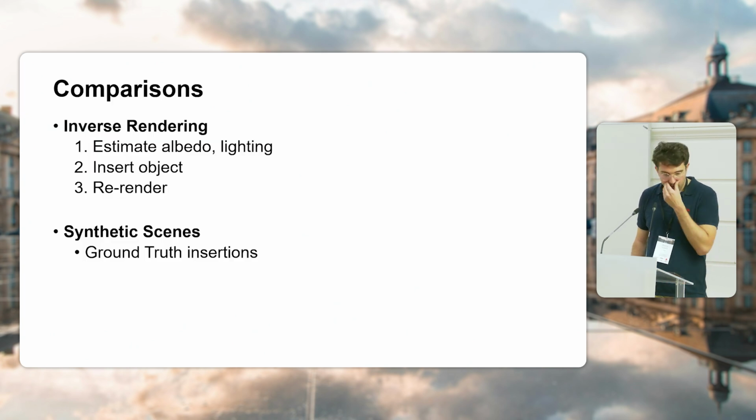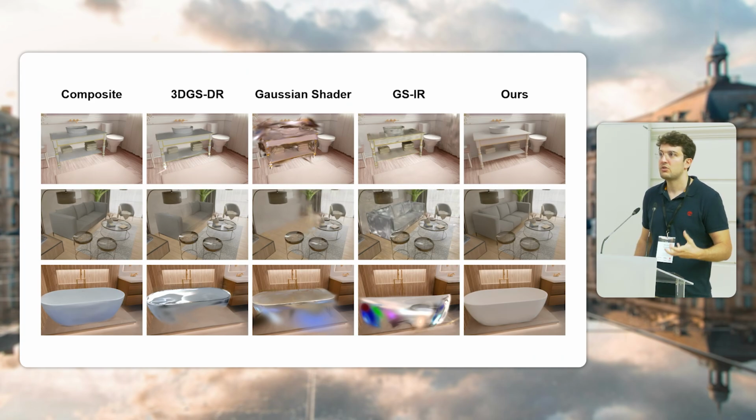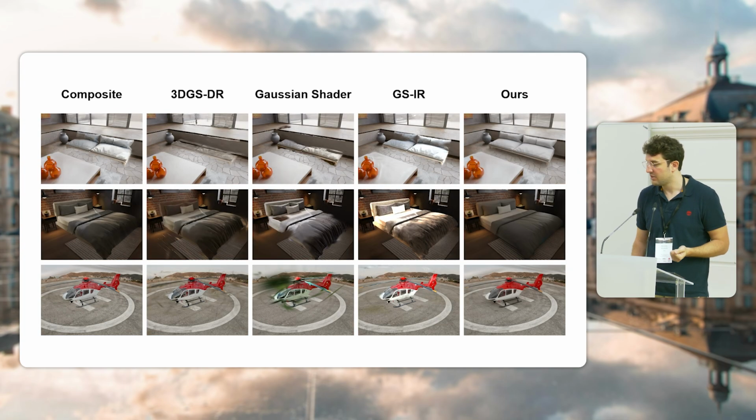So for comparisons, we compare our method mainly with inverse rendering methods that estimate in some form albedo and lighting of the scene. In that case, you can run these inverse rendering methods on the source scene and the target scene, insert the object and re-render. But as you can see, they struggle quite a bit with some types of objects like the hot tub, and they cannot add new shadows to the object. So in the end, the insertion always ends up looking unrealistic.